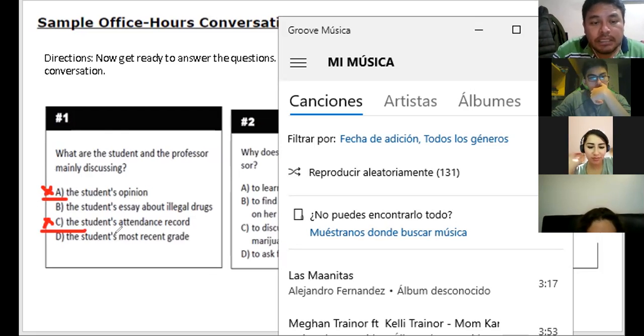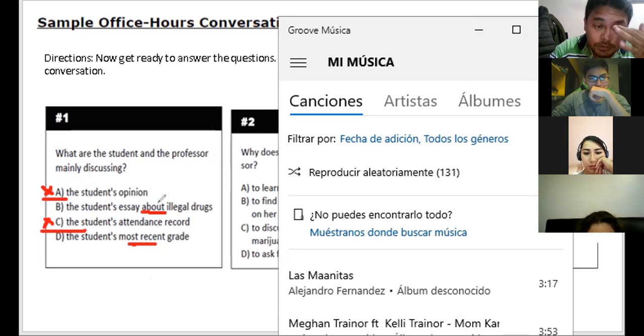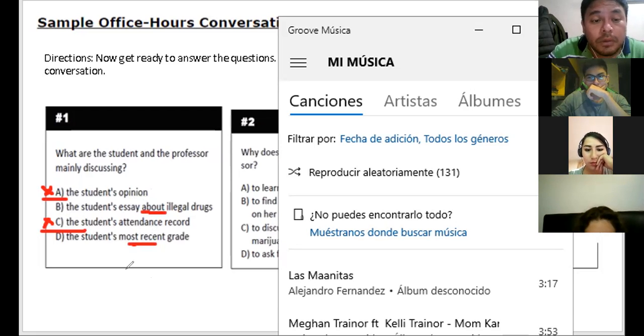Now, the options B and D that we had: the student's essay about illegal drugs and the student's most recent grade. This is a little tough because they are kind of the same answer. The only difference is the most recent grade. Both of them are very present in the whole lecture. But if we go deeper into the essay, the student's most recent grade was part of the introduction, you remember?